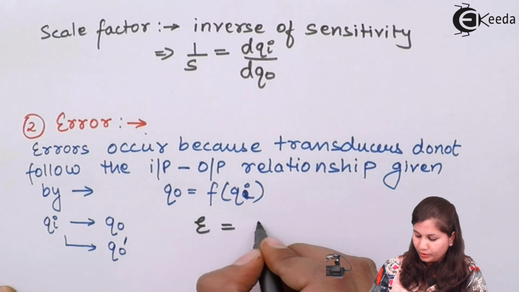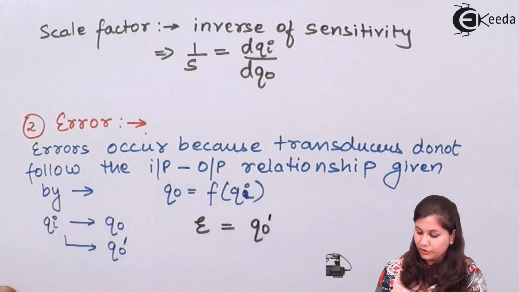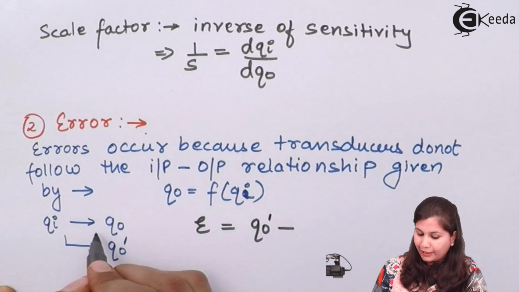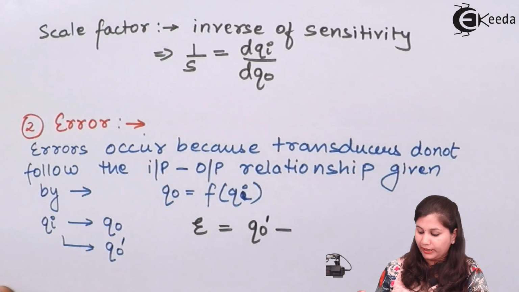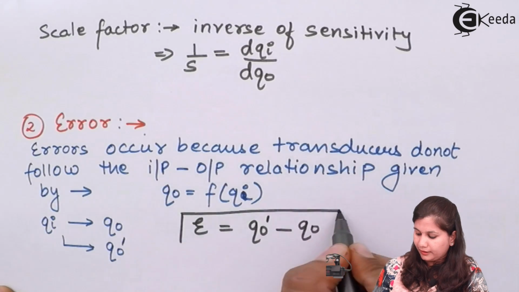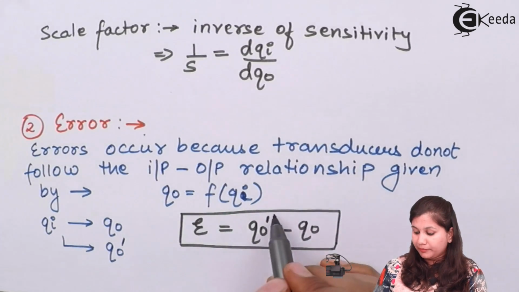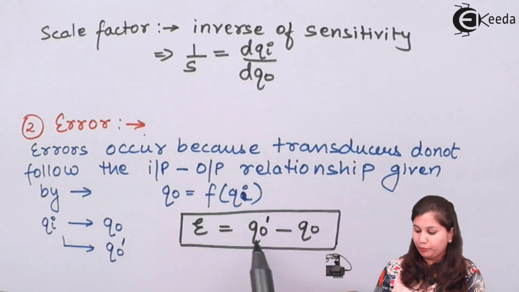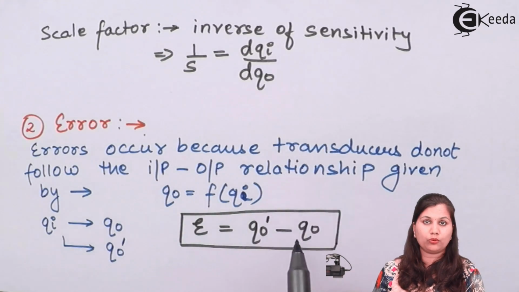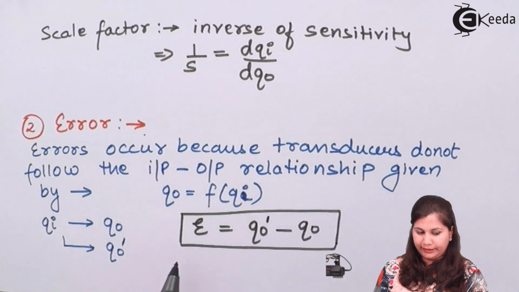That error in the transducer is given by E equals the output which we are getting from the transducer minus the actual output which we want to get, that is Q naught. So E is the error. That is, the measured value of the output minus the actual value of the output. So this is called the error.